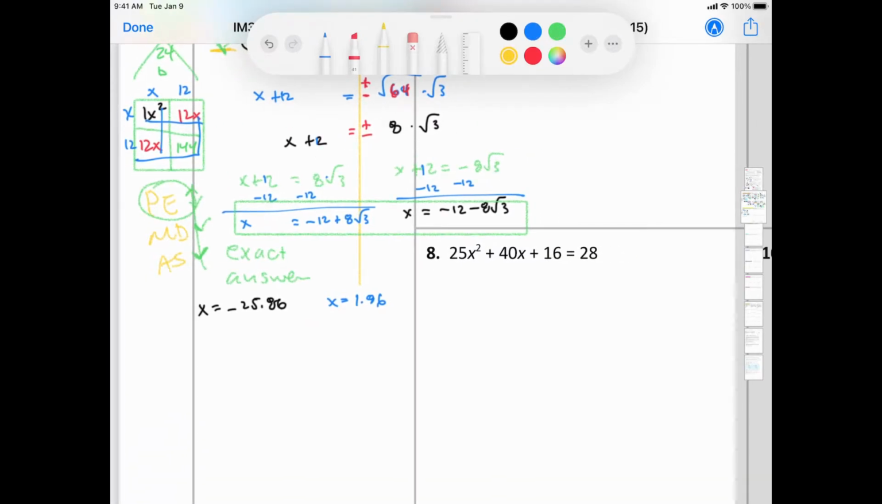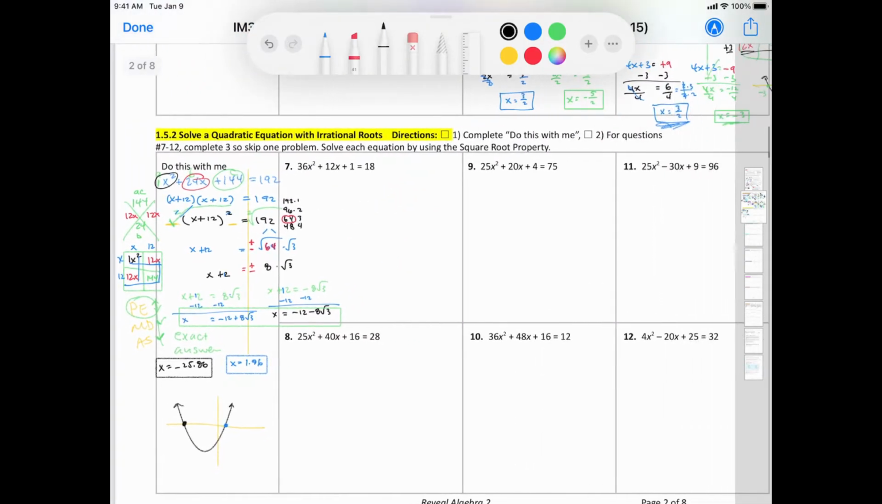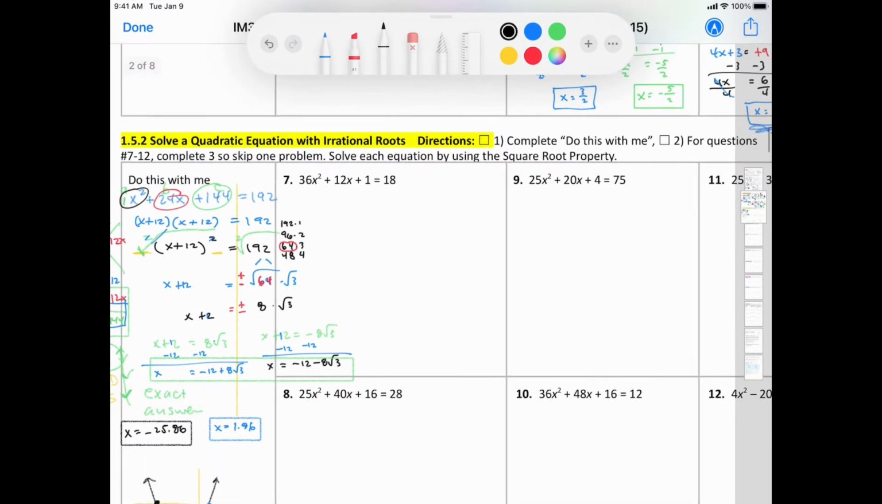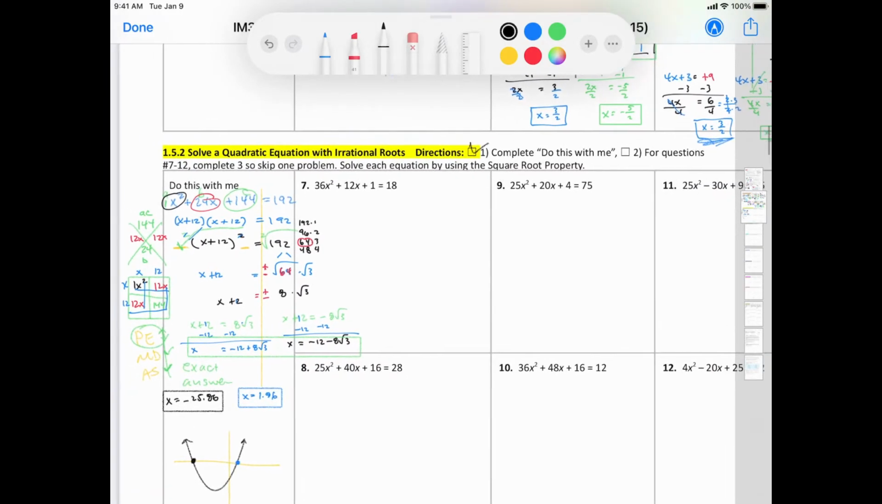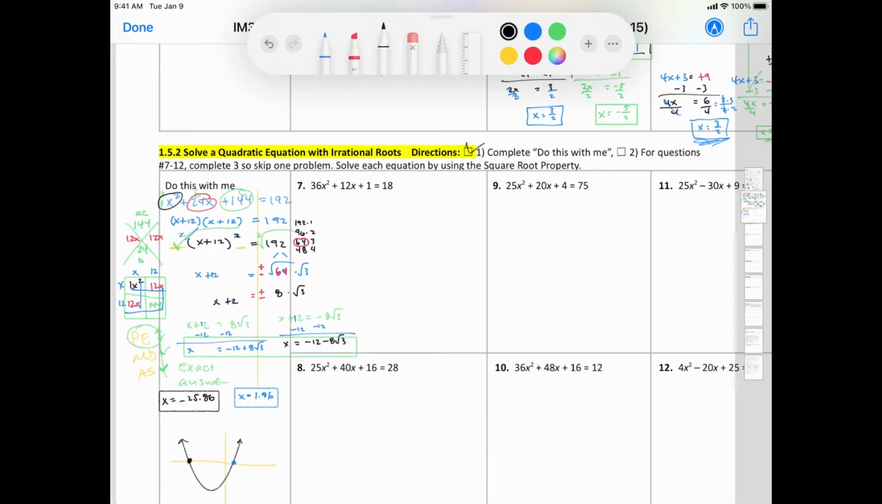And remember, what we're all trying to do here is, I have this parabola, and this blue answer is right there, and this black answer is right here. Remember, that's the whole goal of what we're doing. Alright, go ahead and do this part. For questions 7 to 12, complete 3, so skip, that means skip 3.